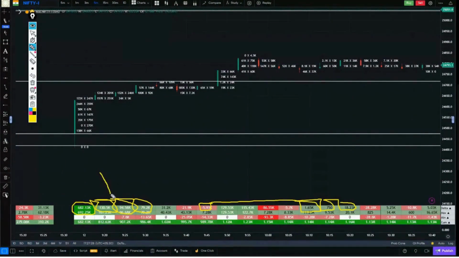Some candles, as you might notice, have a noticeably heavy delta. Some candles have a particularly heavy delta, and some candles have a very, very low delta.